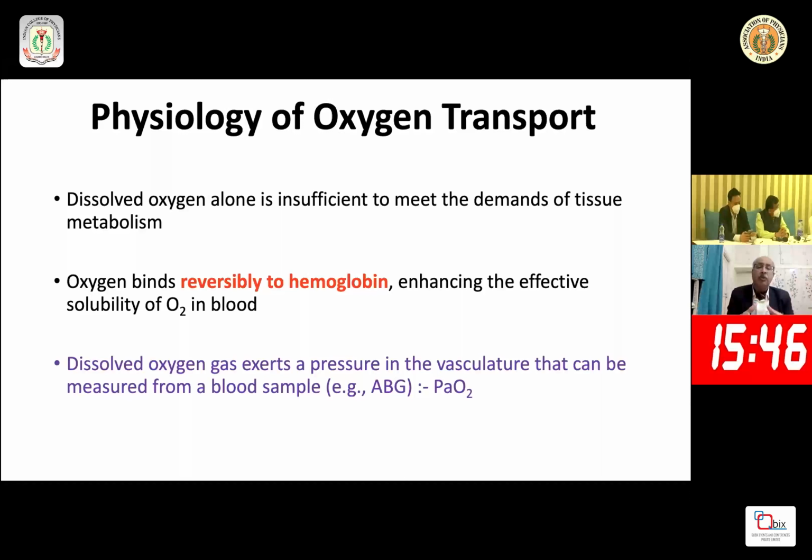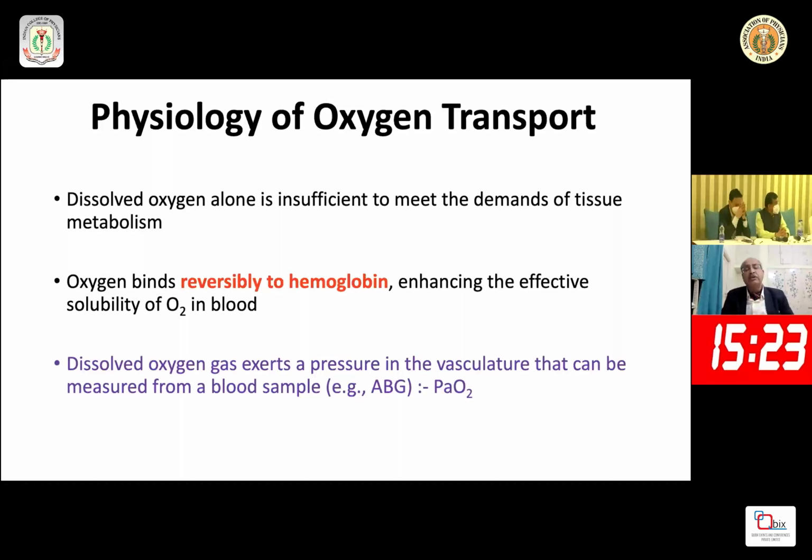And each hemoglobin, if you really ask, has 4 protein chains which are united together by heme molecules. With each chain, with each heme molecule, there are 4 heme molecules, so 1 molecule of oxygen will be there. Therefore, 1 molecule of hemoglobin will be carrying 4 molecules of oxygen. That is important for us to know.